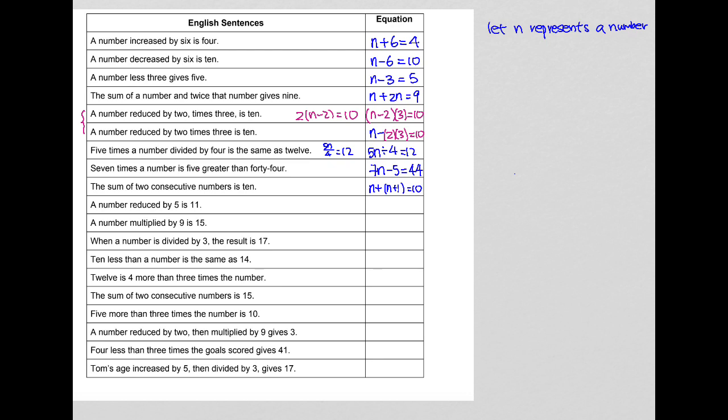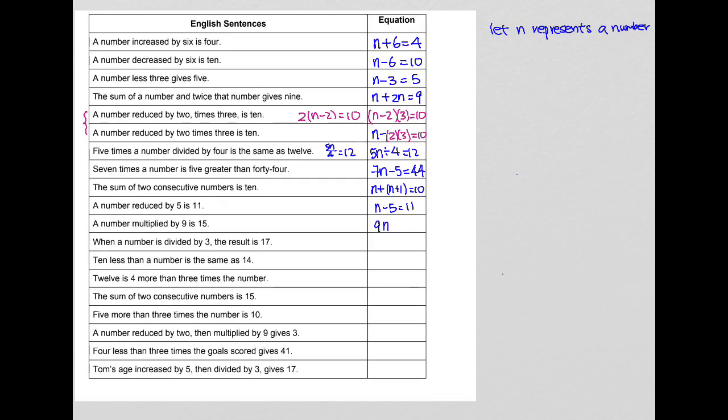A number reduced by 5 is 11. So n minus 5 equals 11. A number multiplied by 9 is 15. So that means 9 times n equals 15. When a number is divided by 3, that means n divided by 3, the result is, means equals 17. However, once again, we always write it as a fraction. So we write n over 3 equals 17.